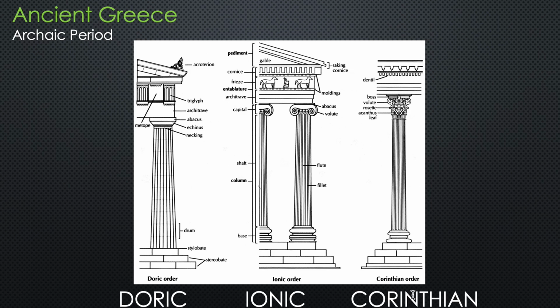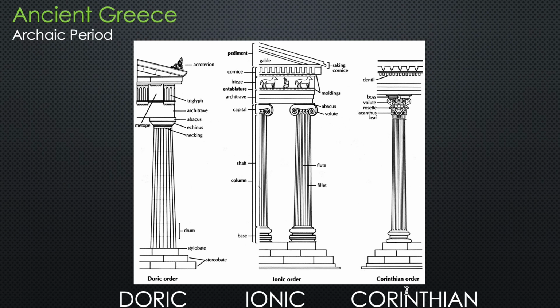So the Ionic order has these little curlicues called volutes for a capital, and there is a base. If you look at the proportions of the column, also, it's thinner, slightly more delicate than the Doric. And there's none of that triglyph and metope rhythm. So it's one continuous frieze up there.